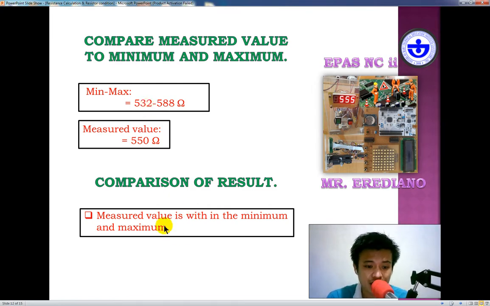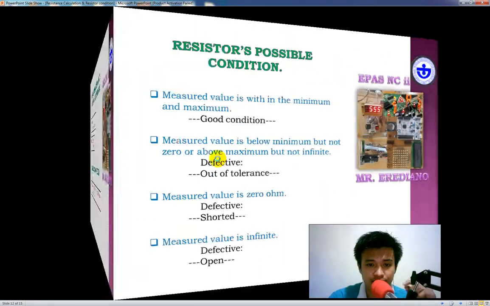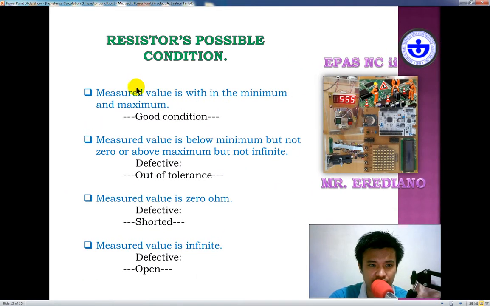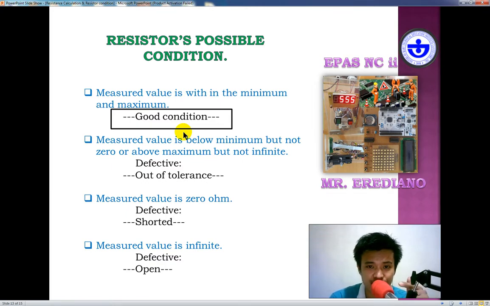Now, this comparison result will lead us into a condition of a resistor. So let's say, for example, these are the possible resistor conditions. Measured value is within the minimum and maximum, so the condition is good. Again, if the measured value is within the minimum and maximum, then the condition of your resistor is good.